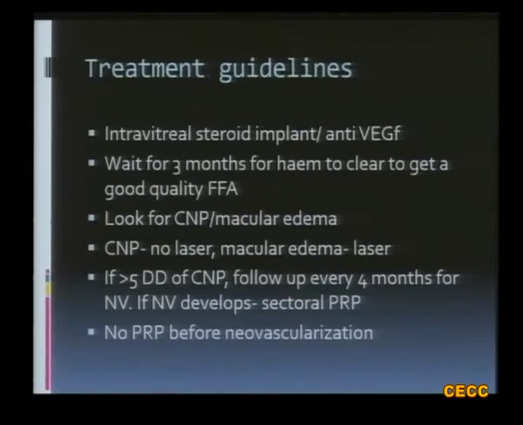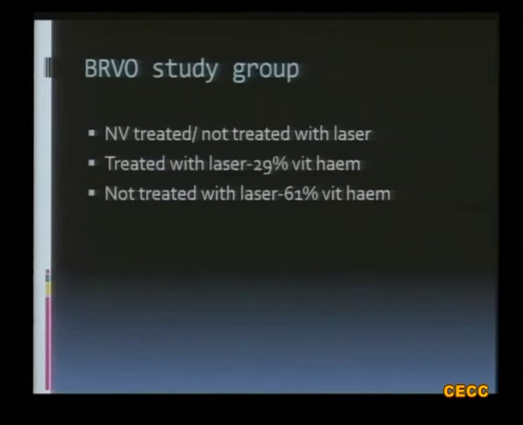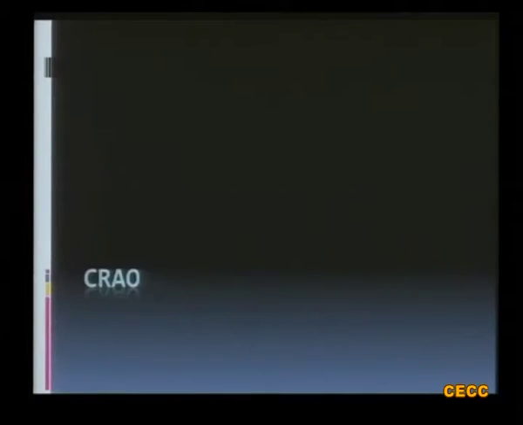And if there is more than 5 disc diameters of CNP, follow every 4 months for neovascularization, which means that if there is only CNP, you will not do a laser, but if you find there is a neovascularization, then only you do a laser. And these are the recommendations of the BRVO study group also.